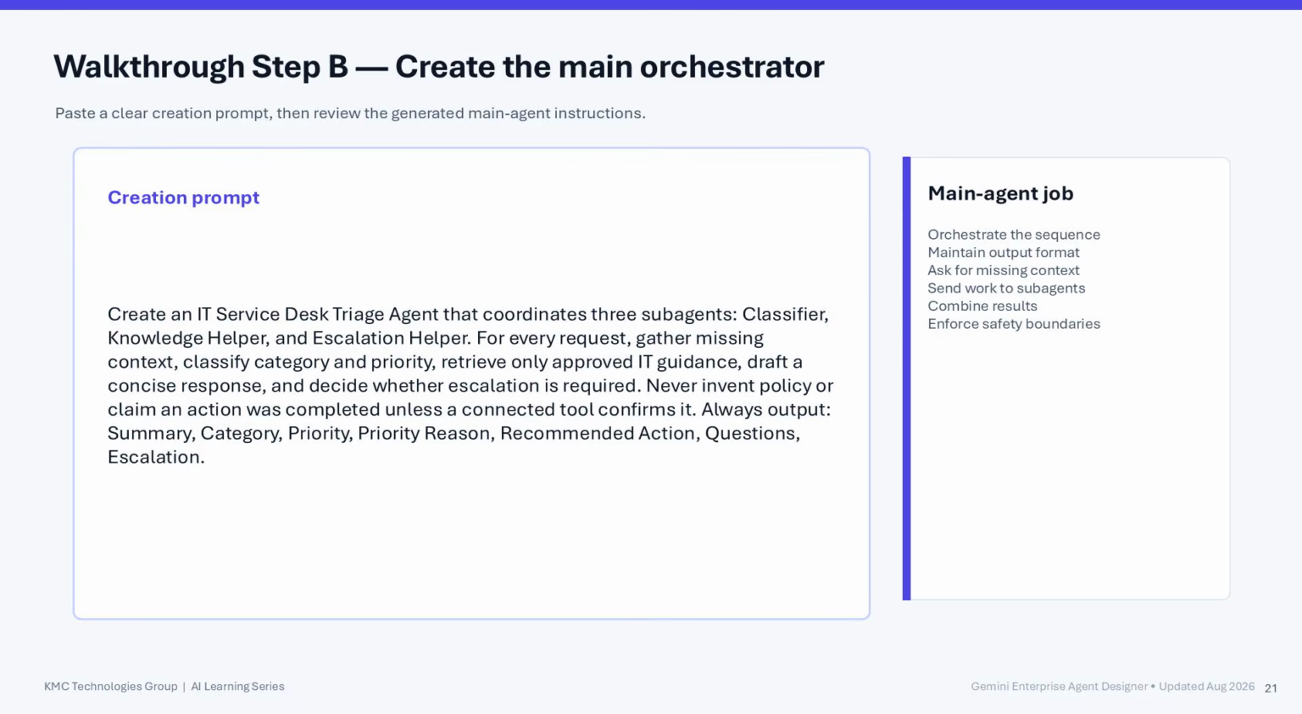In Agent Designer, create the main orchestrator with a prompt like this. Notice that the prompt explicitly names the 3 sub-agents we want, defines the order of work, requires approved knowledge, prevents fabricated actions, and enforces a standard output structure. After Gemini creates the draft, open the Flow tab and inspect the main agent instructions. The main agent should focus on orchestration rather than trying to perform every specialized task itself. Its job is to gather context, route work, combine results, and enforce the rules.